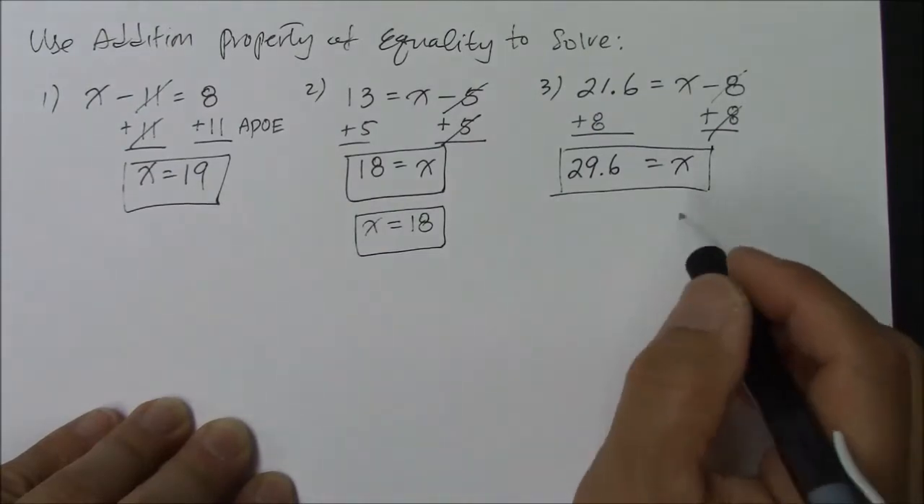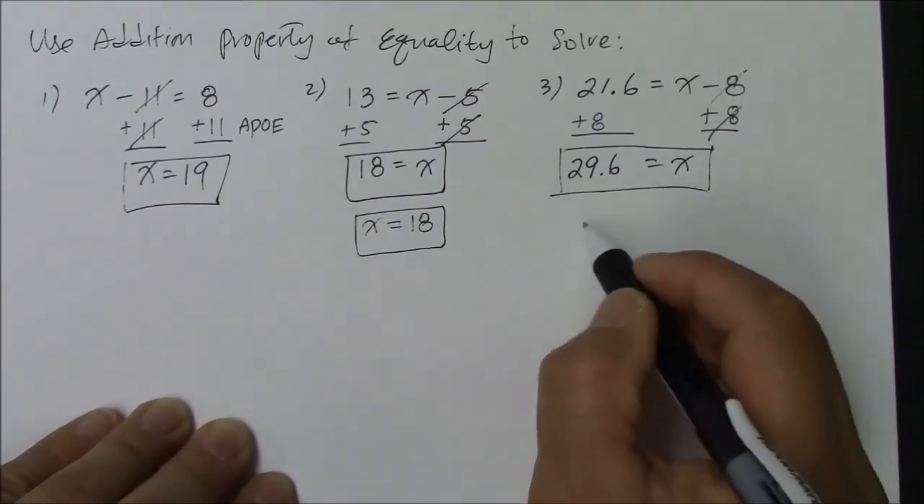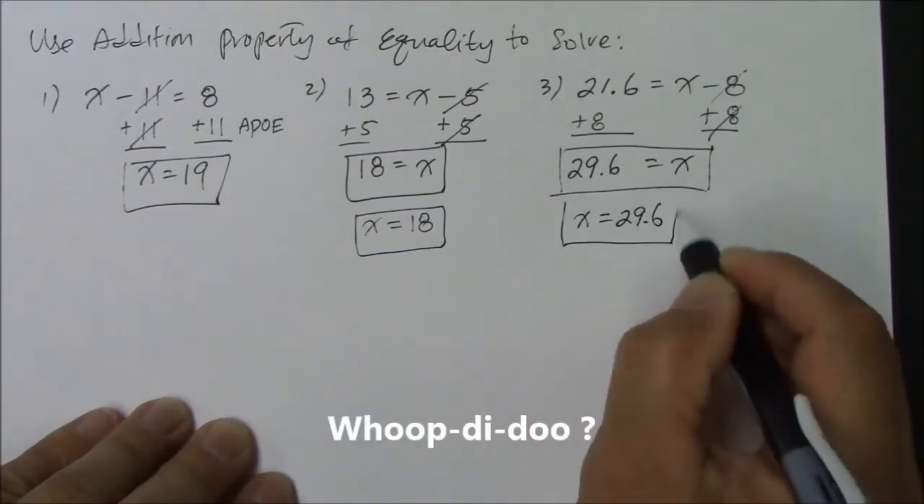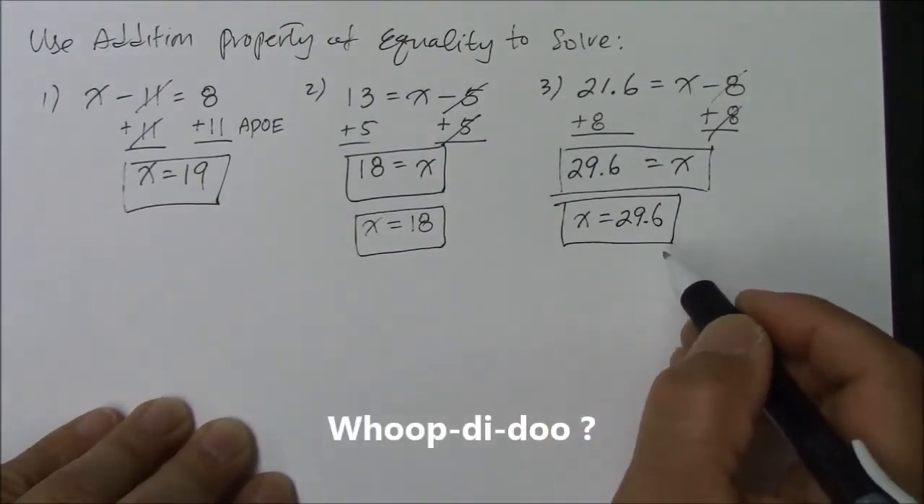And of course, if you had a teacher who wanted this in a proper format, you'll say x is equal to 29.6. There it is. Okay? Good luck.